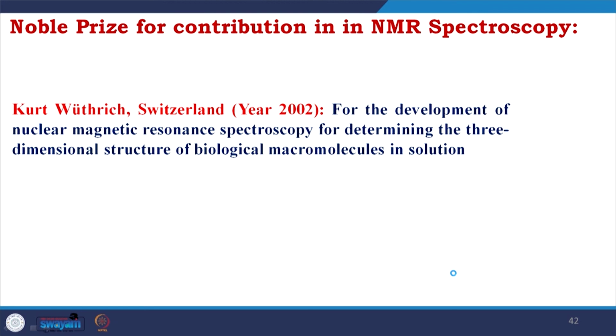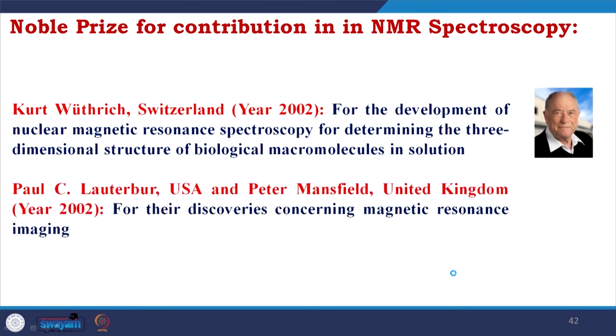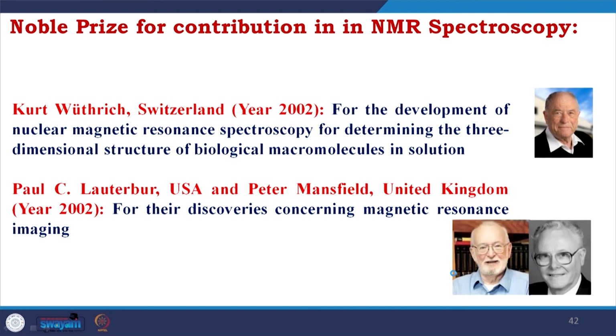Kurt Wüthrich from Switzerland, I already talked about his contribution for the development of nuclear magnetic resonance spectroscopy for determining the three-dimensional structure of biological macromolecules in solution. As I talked earlier, he is the first one, or in the group of people who first solved the structure of protein using NMR technique. This is Kurt Wüthrich. And Paul Lauterbur from US and Peter Mansfield from United Kingdom in the year 2002 for their discoveries concerning magnetic resonance imaging or MRI. So, these are the two people.